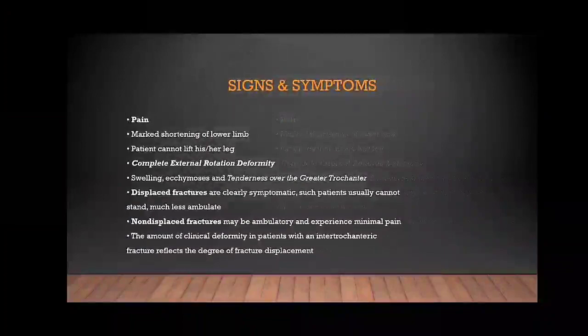This external rotation deformity occurs because the Y ligament, or the ligament of Bigelow, is attached at the intertrochanteric line, and this is the constraint which prevents excessive external rotation deformity. So whenever there is a fracture which leads to the Y ligament of Bigelow being torn and the restraint is lost, you get external rotation deformity. There would be swelling, ecchymosis, and tenderness over the greater trochanter.